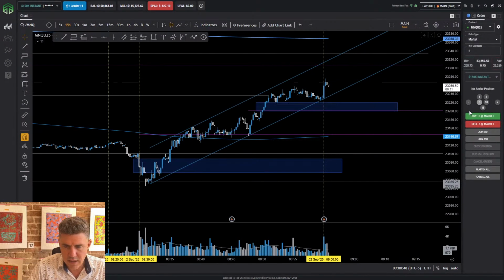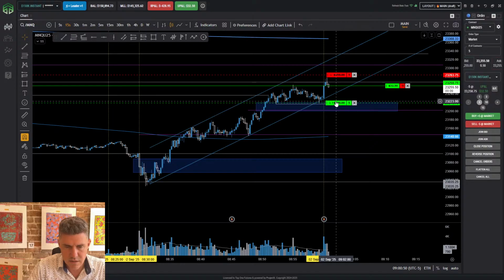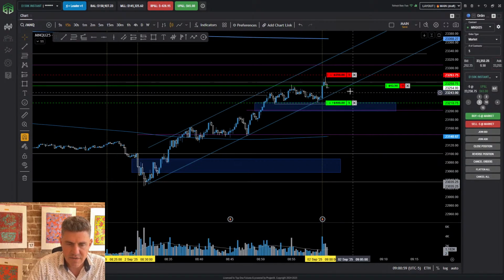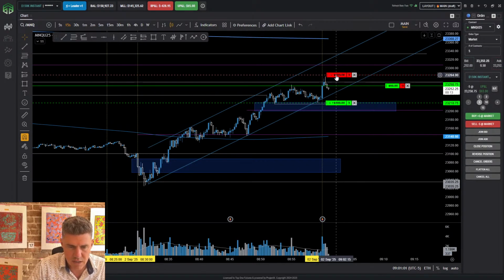Big pin bar, nice 15. Sell order filled. Why? Because I have to. That pin bar from this level is so nice. And I'll regret it if I don't. Just looks like it's ready to.